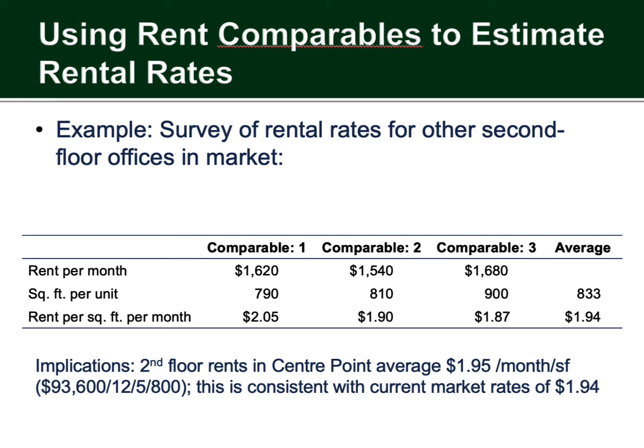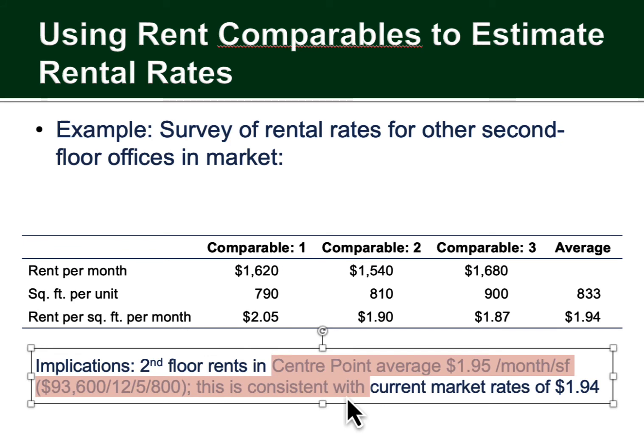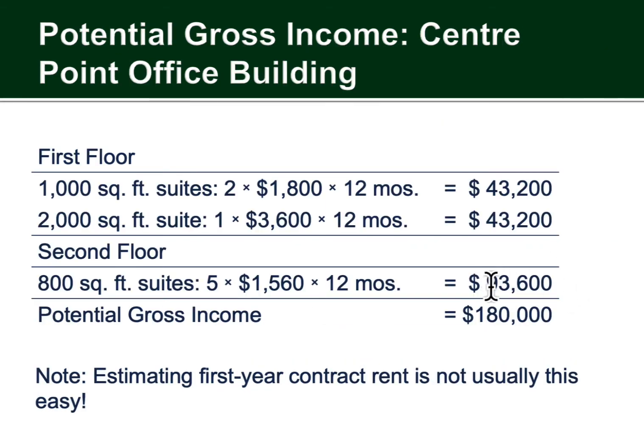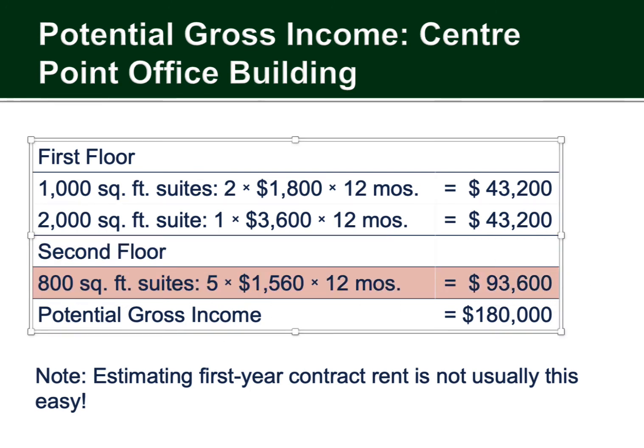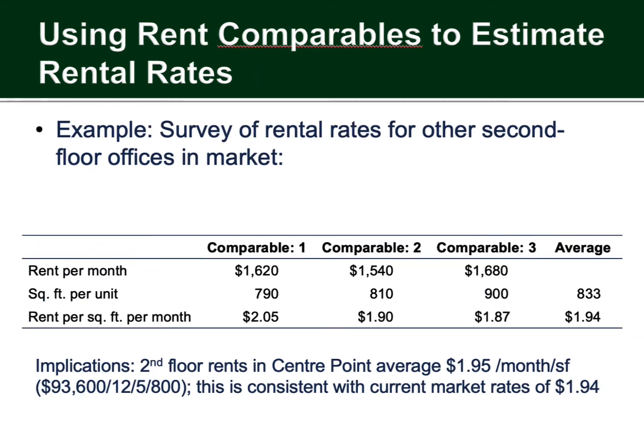And this type of analysis is also useful for understanding whether the rents currently contracted for on the subject property are above or below market rent. In this case, going back to our previous table, if we look at the second floor rents, those 5 suites of 800 square feet each on the second floor are generating a total of $93,600 across all 5 suites.